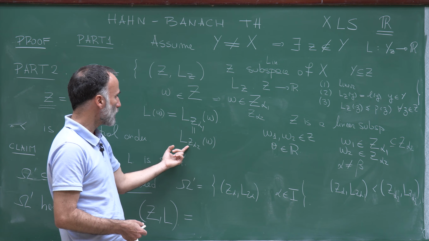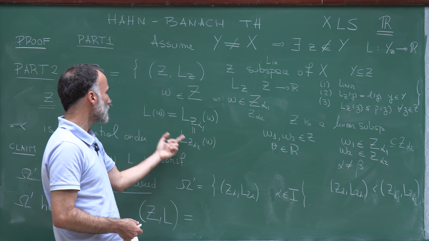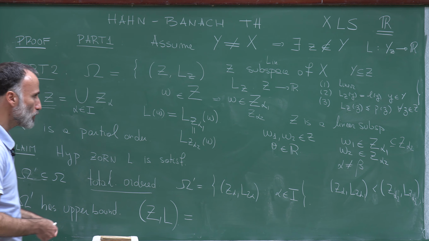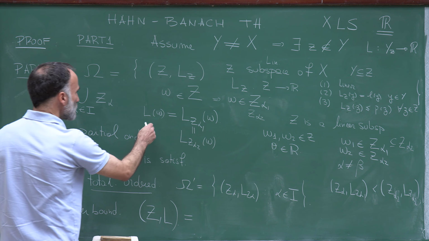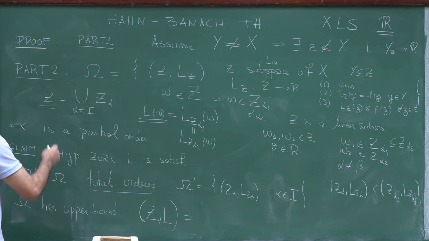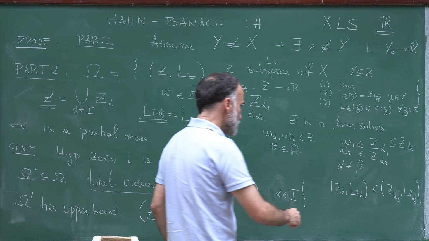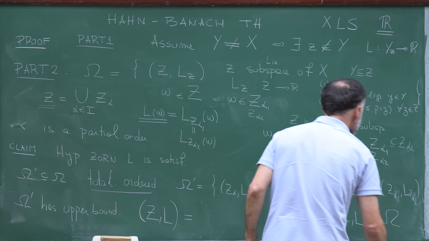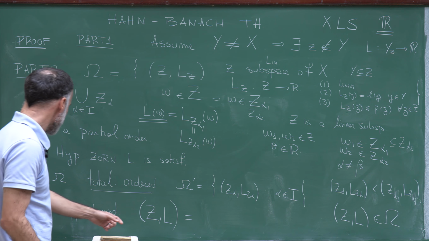By linearity of L_Z_alpha, we get that L of the sum is equal to the sum of the L's, and from that identity we get the linearity of L. The same argument can be extended to multiplication by scalars. It's even easier. So with that, we proved that L is linear, Z is a linear subspace, which means that the pair Z, L is an element of omega, the space of pairs.